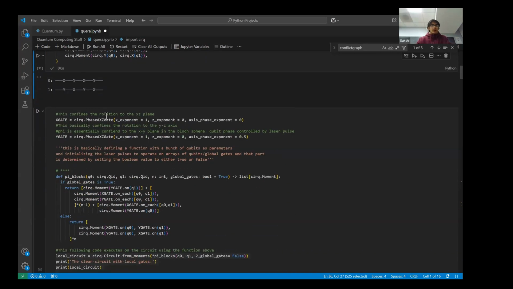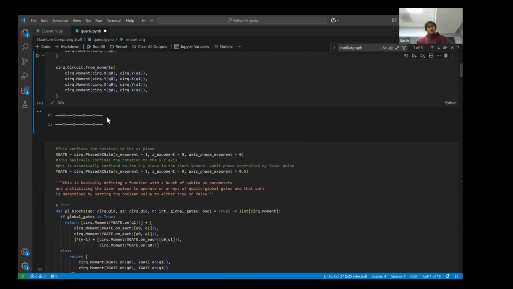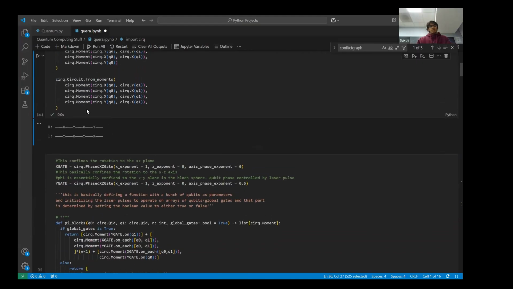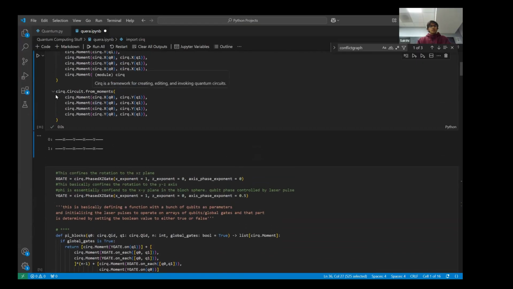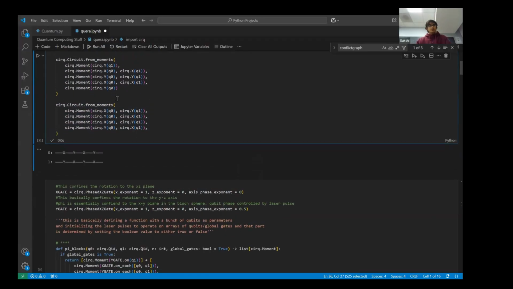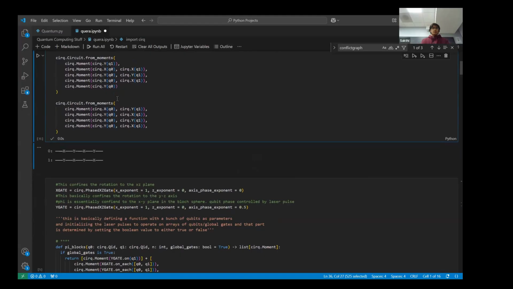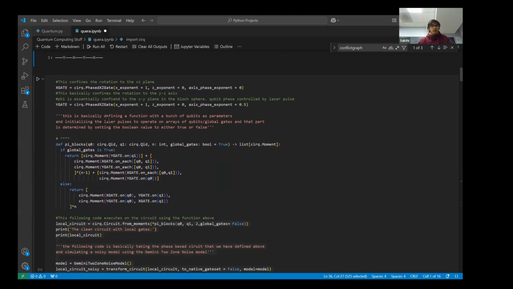Okay, now we're going to be modeling the noise on a particular circuit. We can model the noise on either this circuit over here, the one that we just displayed a picture of, or the other one. The other one is going to be used for global gate operations, and I'll get to that in a few minutes. So we have to define what our X gate is and what our Y gate is.